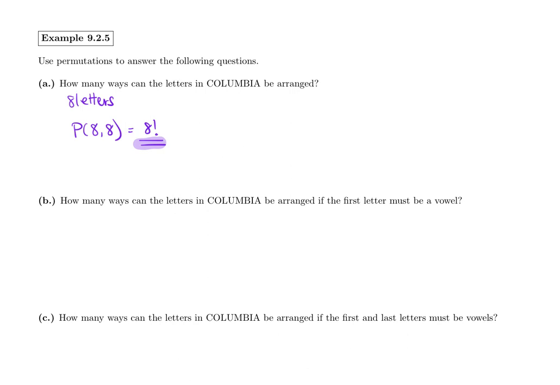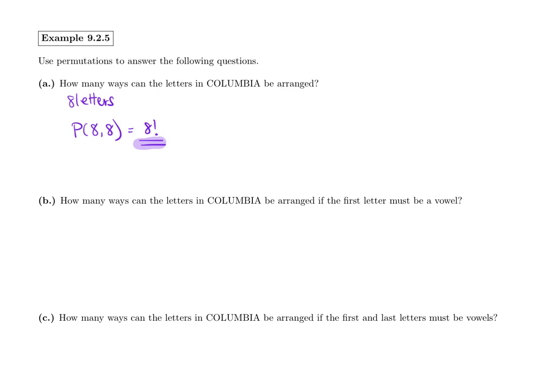Now, if we wanted to do it with brute force, we could say there are 8 ways to choose the first letter, and then 7, then 6, then 5, then 4, then 3, then 2, then only one way to choose the last letter if we wanted to rearrange them. So that's 8 times 7 times 6 times 5 times 4 times 3 times 2 times 1, which is 8 factorial.